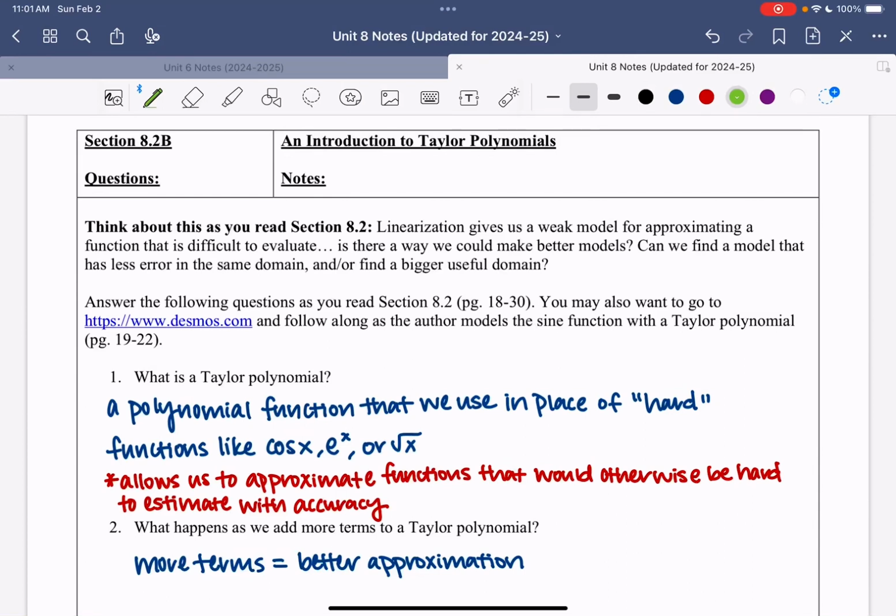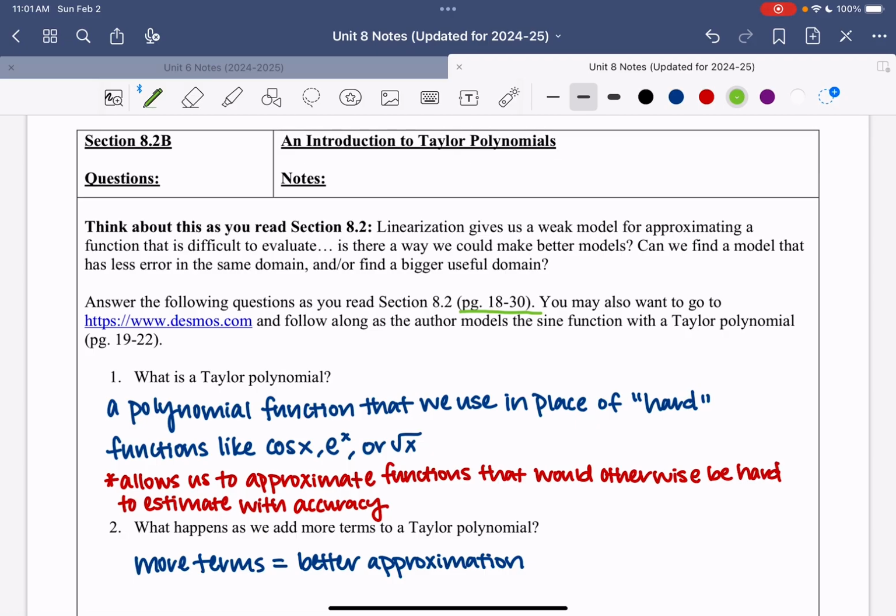Hey everyone, in this video we're going to talk about section 8.2b, which is about Taylor polynomials. Before watching this video, you should have already read pages 18 through 30 of your Goldstein text. In this video we're going to go over the portions that you should have filled out as you were reading. We'll discuss those and then look at a couple of examples.